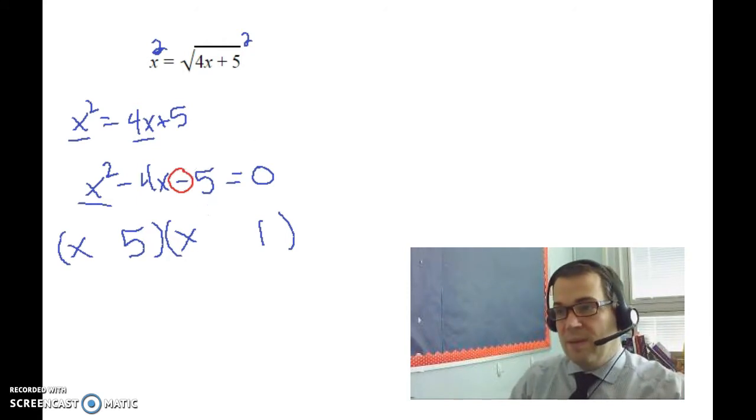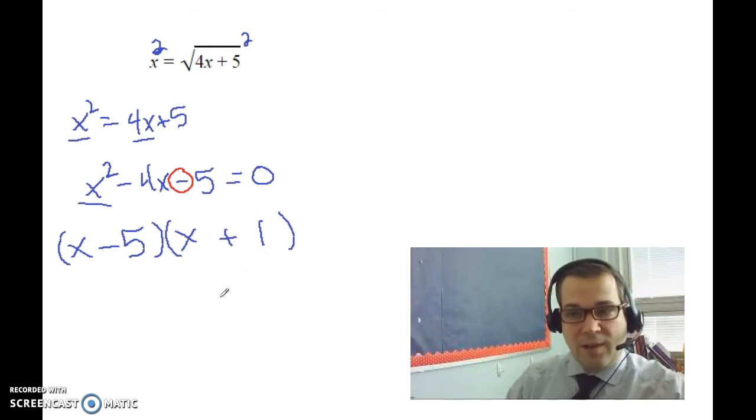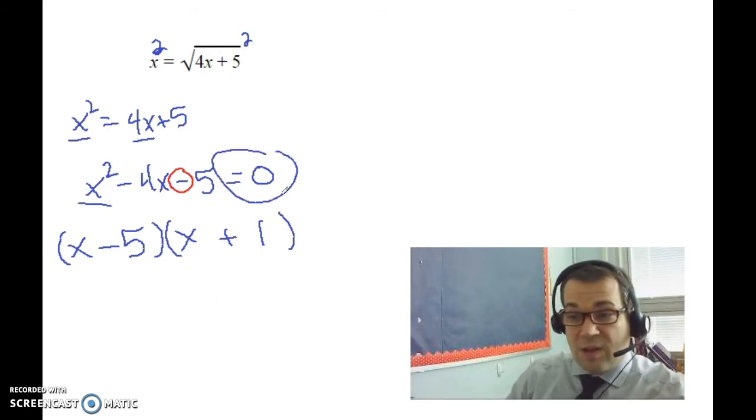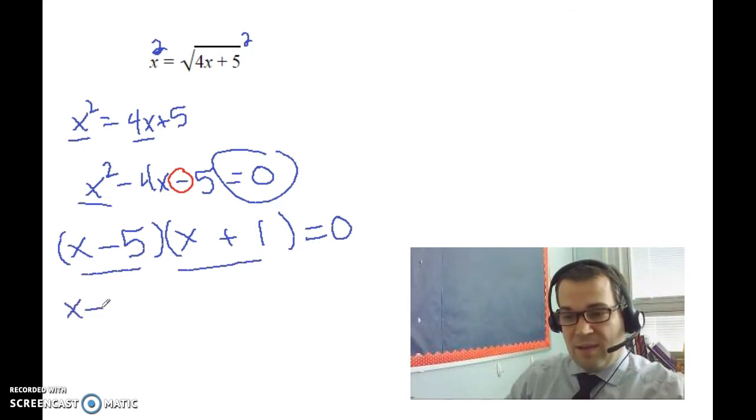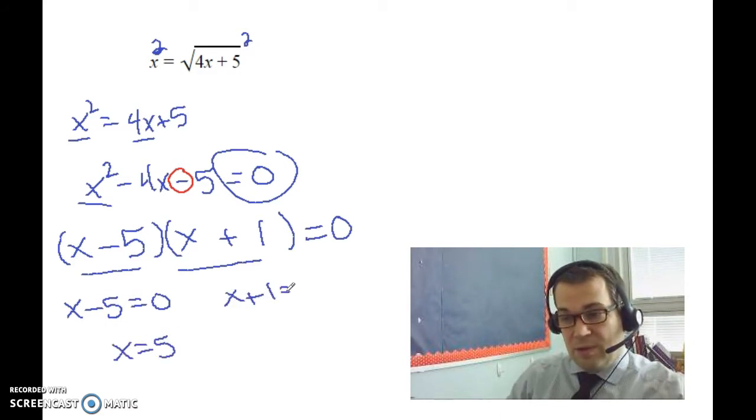And so it seems to me that if I make the 5 negative and the 1 positive, then the inner and the outer will combine to make negative 4x like they're supposed to. And of course this all still equals 0. That didn't go away. And the next thing is, if that's equal to 0 and it's this times this equals 0, then it must be the case that either x minus 5 is 0, which would mean x equals 5, or x plus 1 equals 0, which means x could equal negative 1.